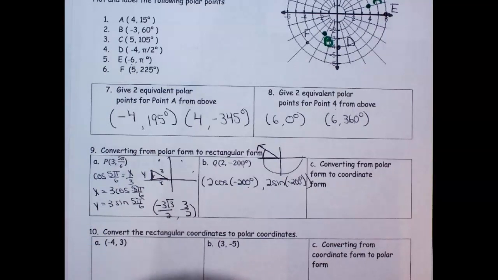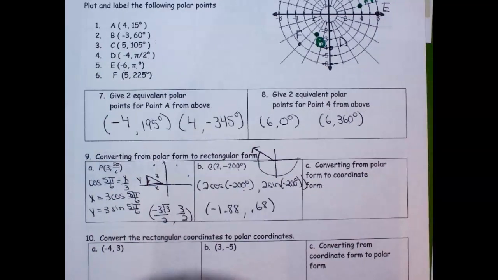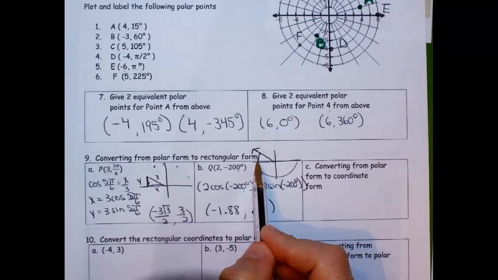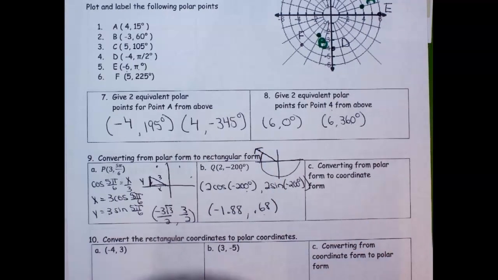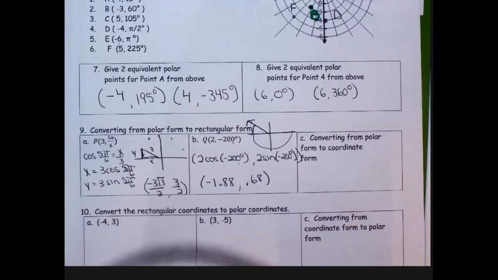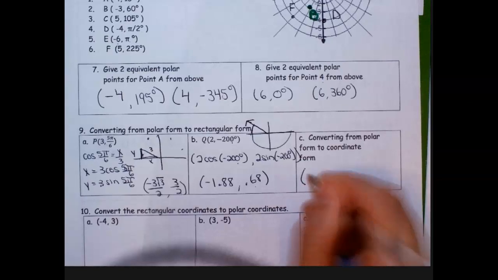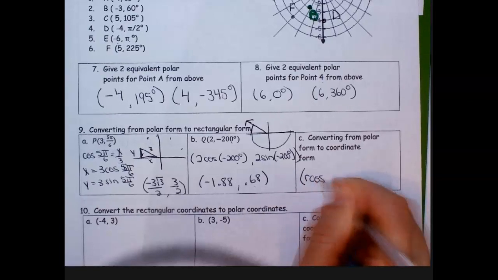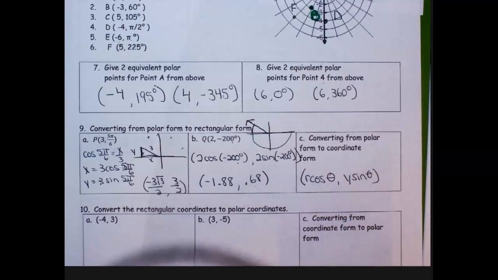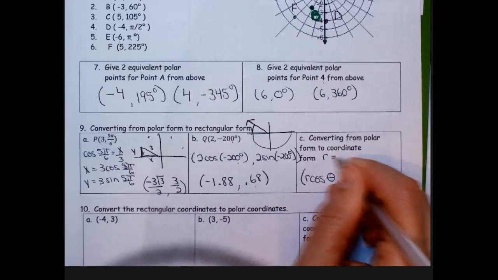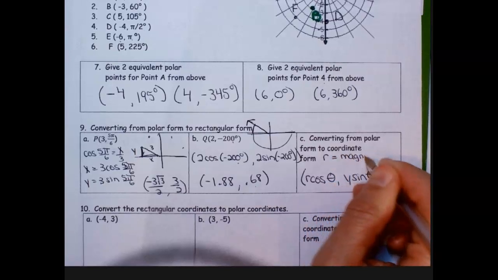So let me grab my calculator. Okay, typing in, I got the values negative 1.88 and 0.68, and just a quick check. Notice I would expect my x to be negative because I'm going left, and it is. My y is positive because I'm going up, and it is. So to convert from polar form to coordinate form, as we said, all we need to do is take r cosine of theta and r sine of theta. And again, just a reminder, r is equal to your magnitude.